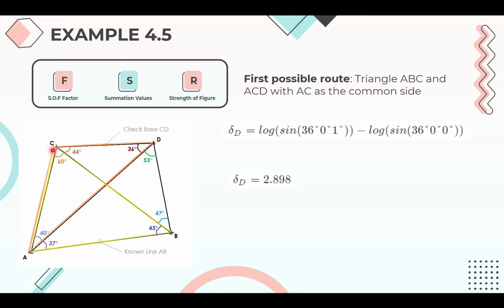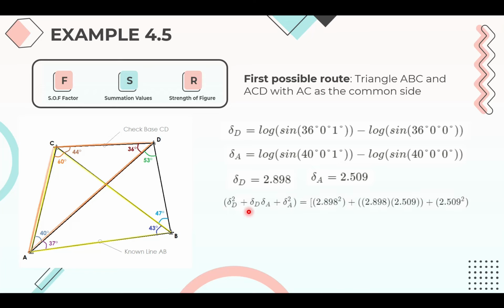Our required side is CD man. So the angle opposite that is 40 degrees. So we will input this in our calculator, delta A, because A man siya nga side. So delta A is equal to log sine 40 degrees, 0 minutes 1 second minus log sine 40 degrees, 0 minutes 0 second, and that should give us 2.509. So we now have values for our delta D and delta A.